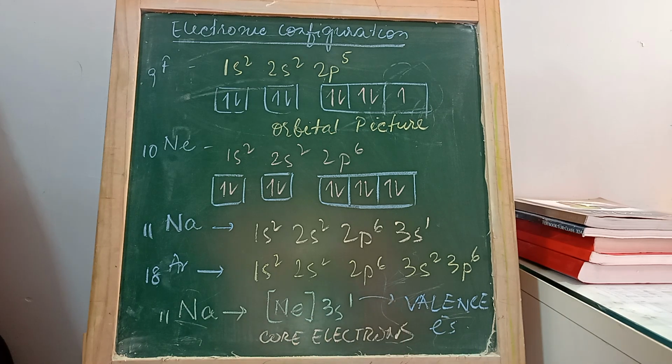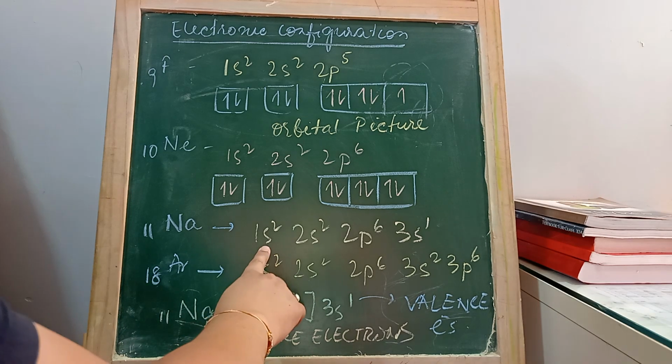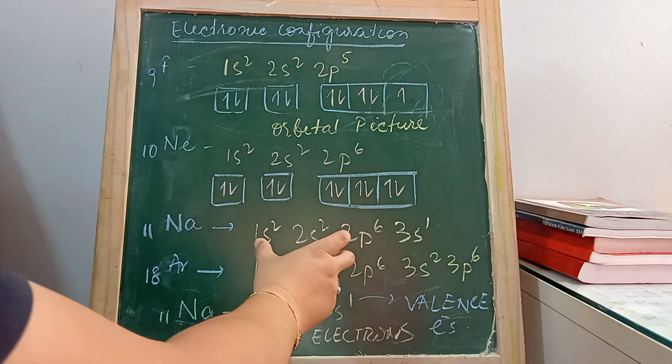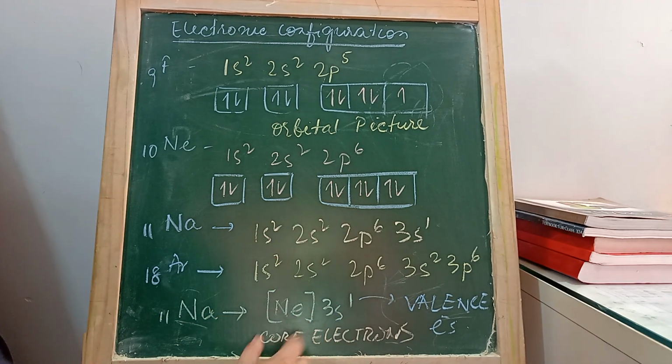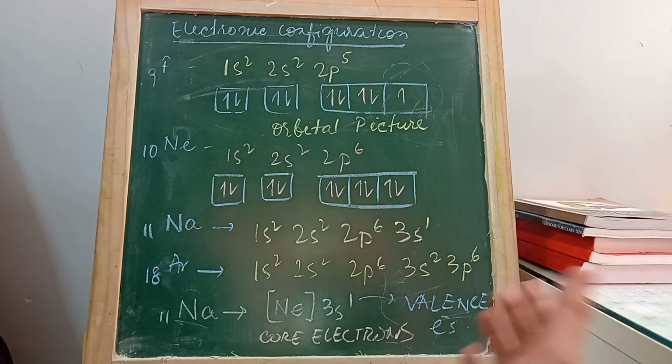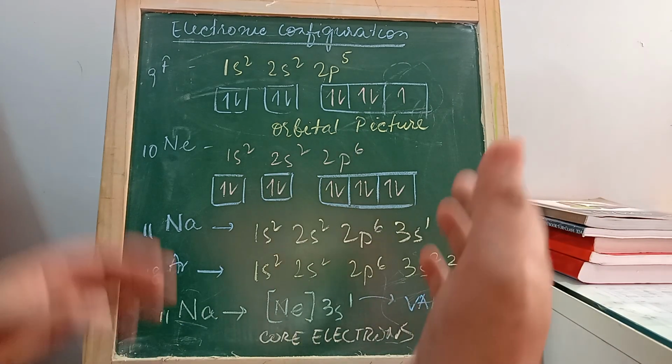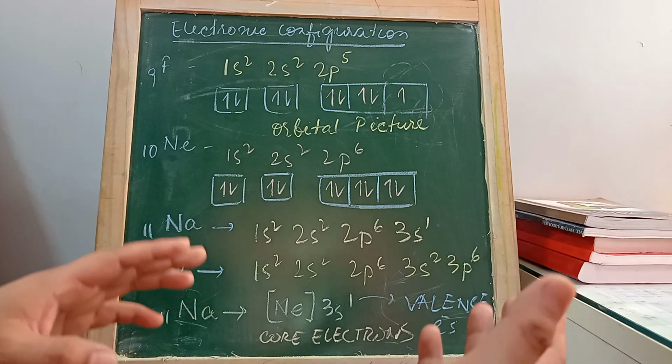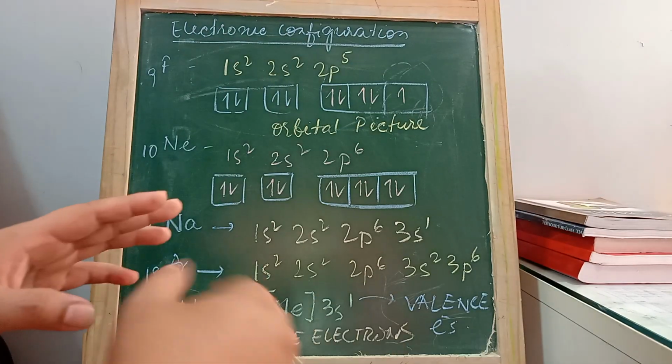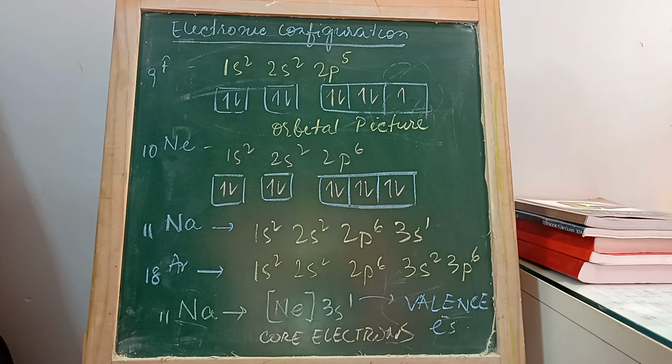I want to introduce two more terms over here. The first is valence electrons and core electrons. What are valence electrons? What are core electrons? Core electrons are electrons that are present in the inner shells of the atom. See, this is the first shell and the second shell. These are inner shells, so these are regarded as core electrons. And those electrons which are present in the shell having the highest principal quantum number are called valence electrons.